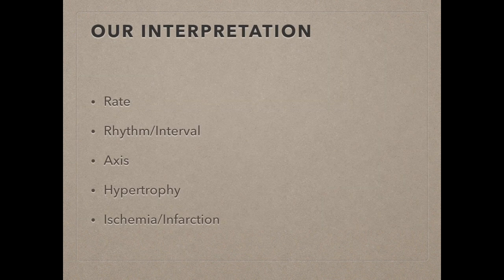All right, so here is our interpretation. There are things we need to think about on every EKG. And although we probably have one particular thing in mind when we look at this EKG in this patient's presentation, it's good to be accurate and thorough with all of our interpretation. So we have to think about rate, rhythm, axis, hypertrophy, and ischemia/infarction. Let's go through these really quick, and then we'll get to the cause of his ST elevation.